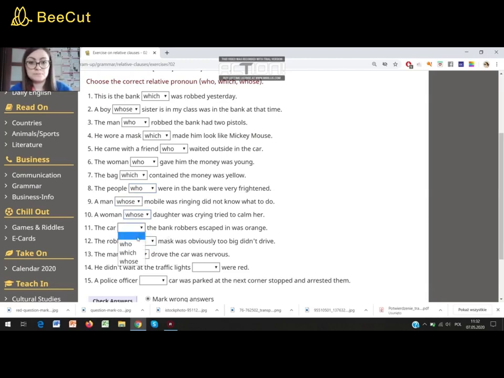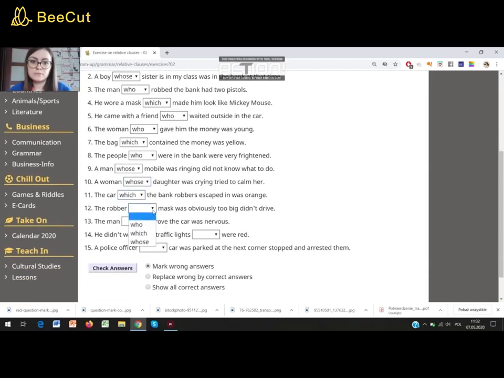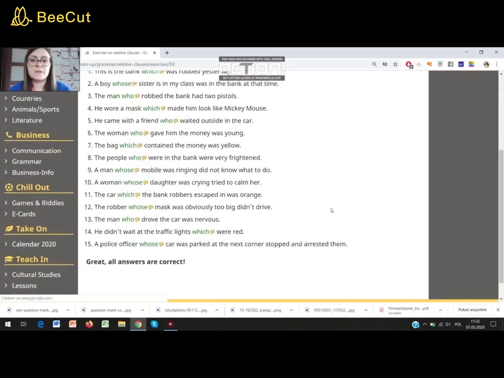The car which the bank robbers escaped in was orange. The robber, whose mask was obviously too big, didn't drive. The man who drove the car was nervous. He didn't wait at the traffic lights, which were red. A police officer, whose car was parked at the next corner, stopped and arrested them. So let's check. Everything is correct.